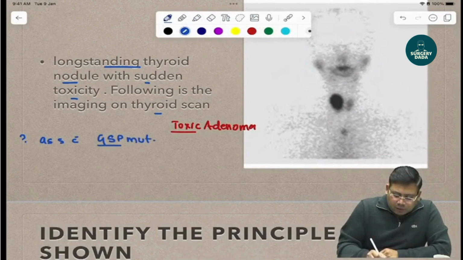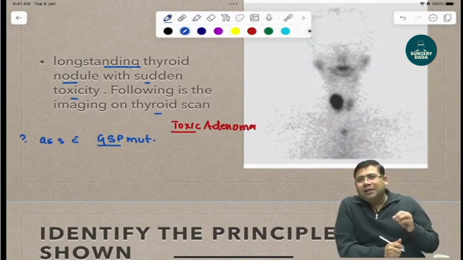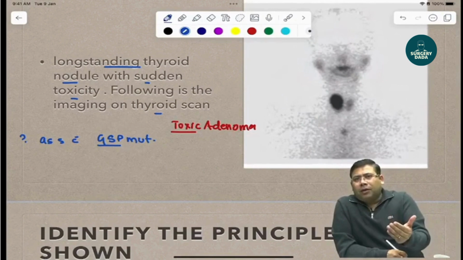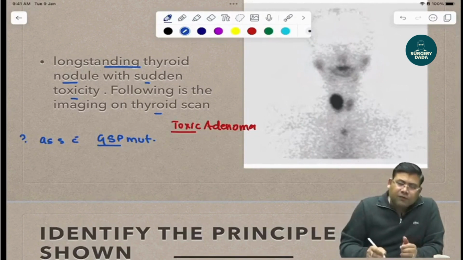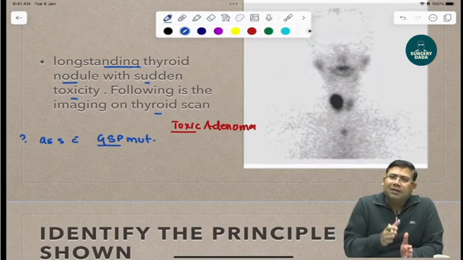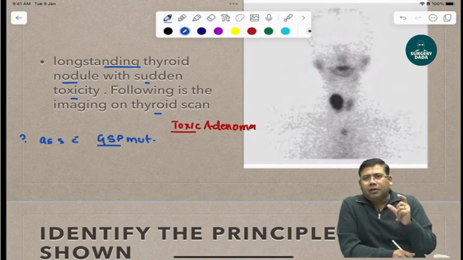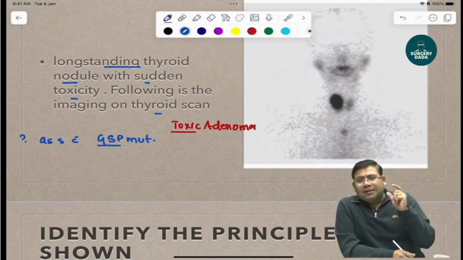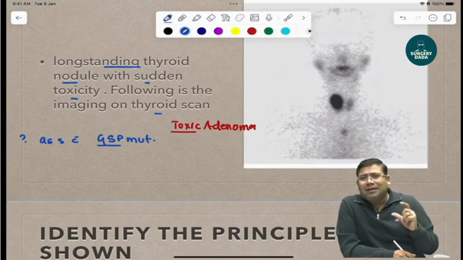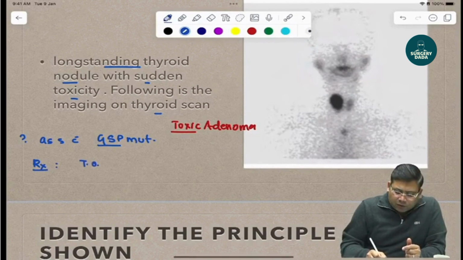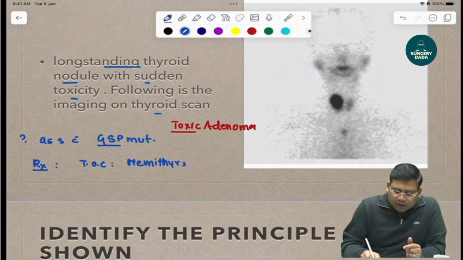What is GSP mutation? There is a protein which is known as G-coupled protein, and there is a protein which is going to stimulate this G-coupled protein. So GSP stands for G-coupled protein, stimulatory protein. This is a gain of function mutation which causes a dormant nodule to hyperfunction, and this is very, very important. It is seen that this is associated with long-standing nodules with an average size of more than 3 centimeter. And what is the treatment for them? The standard management, the treatment of choice for them is hemithyroidectomy. This is very important.